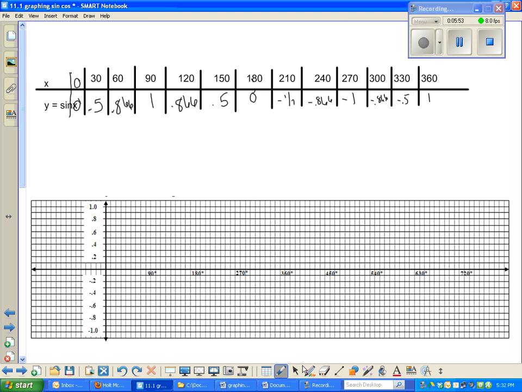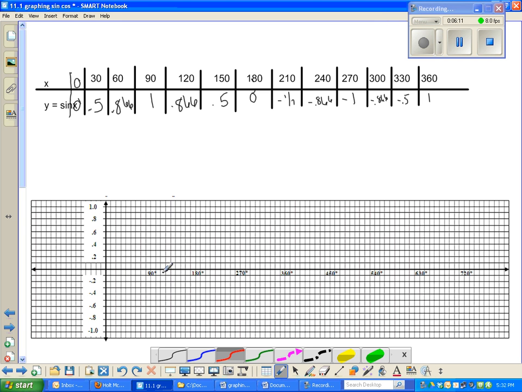So at this point, you guys should have filled out your table. It should look a lot like mine. You guys have another revolution that you can fill out from 390 to 720. If you have time, you should continue on and do that. But I'm going to start graphing these.